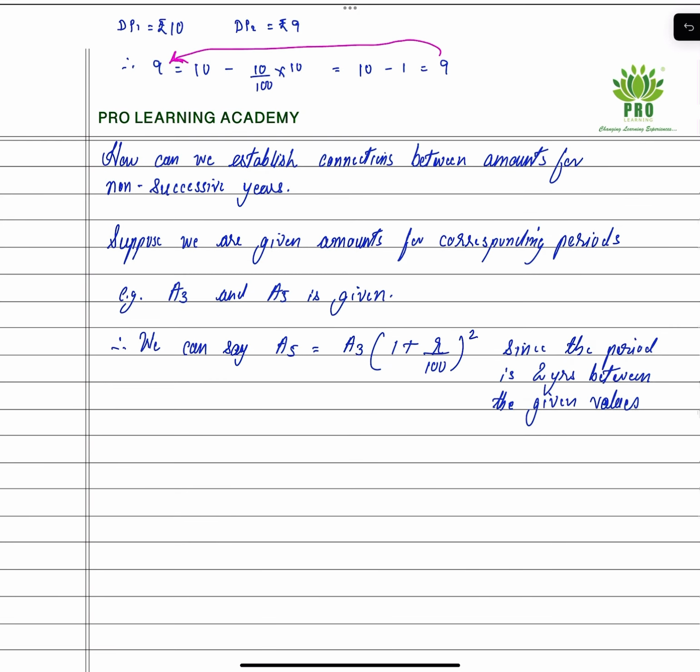Now how can we establish connections between the amounts of two non-successive years? Suppose we are given A3, the amount at the end of 3 years, and A5, the amount at the end of 5 years. So here I can say my future value, that is the amount at the end of 5 years, is my current value, the amount at the end of the third year, subject to growth at the rate of r% per annum, and here the period is 2 years because the gap between these 2 years is just 2. So this is how we can use different formulas for different scenarios.